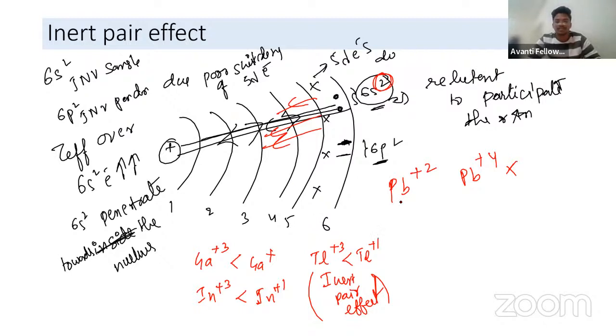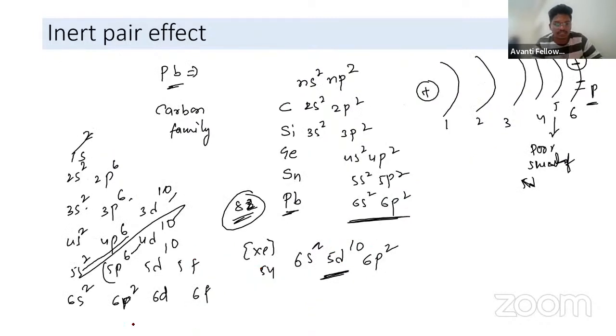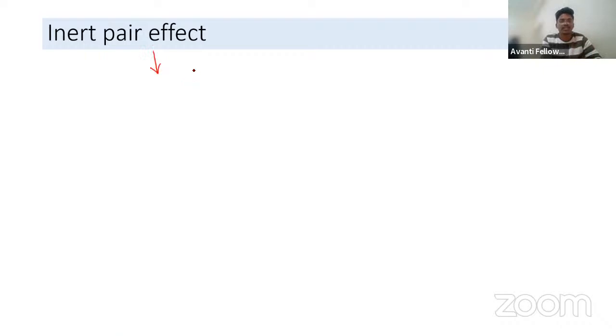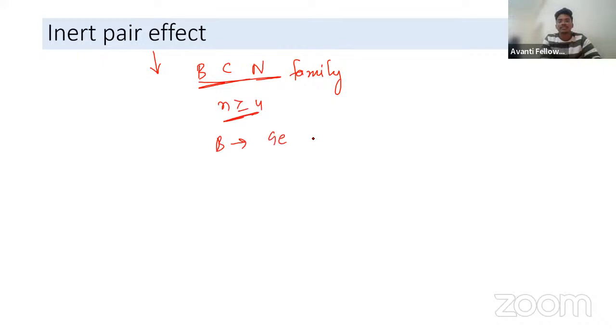Okay, now I will erase this so that it is easier for you all to understand. Very simple. Inert pair effect is observed in the boron, carbon, and nitrogen family, where n is greater than or equal to 4. We are going to observe it in the boron family. Where will we observe it? Gallium, indium, and thallium. They will exhibit only the +1 state, but the +3 state is not stable. Why? Because of inert pair effect.